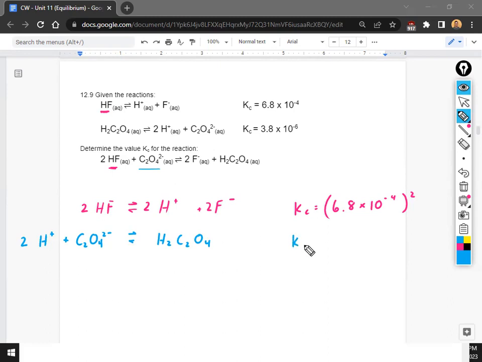Now, if we flip it, what do we need to do to the K value? Not negative. Yeah, inverse or reciprocal. Negative is for thermo. If you're thinking of thermo, then that's correct there. But when it comes to equilibrium and rates, we need to find the inverse.